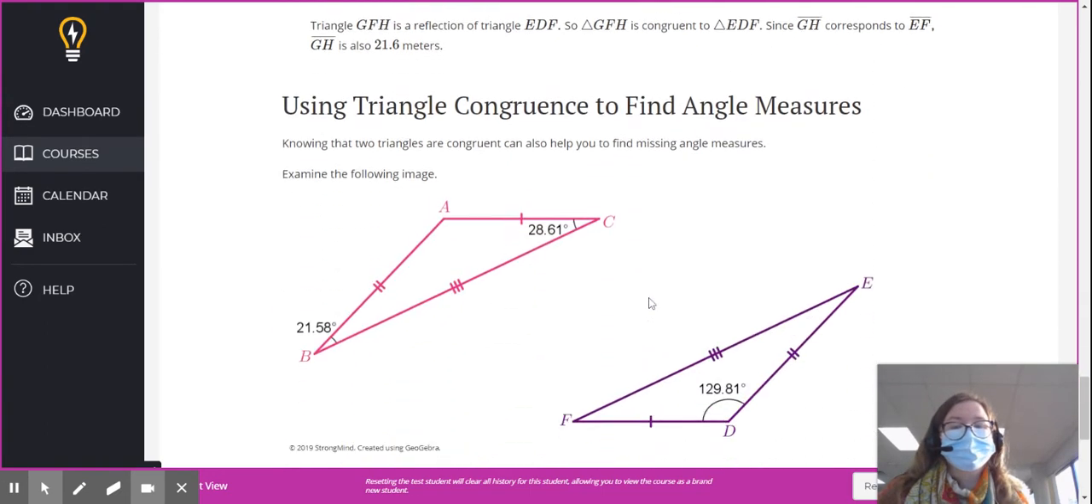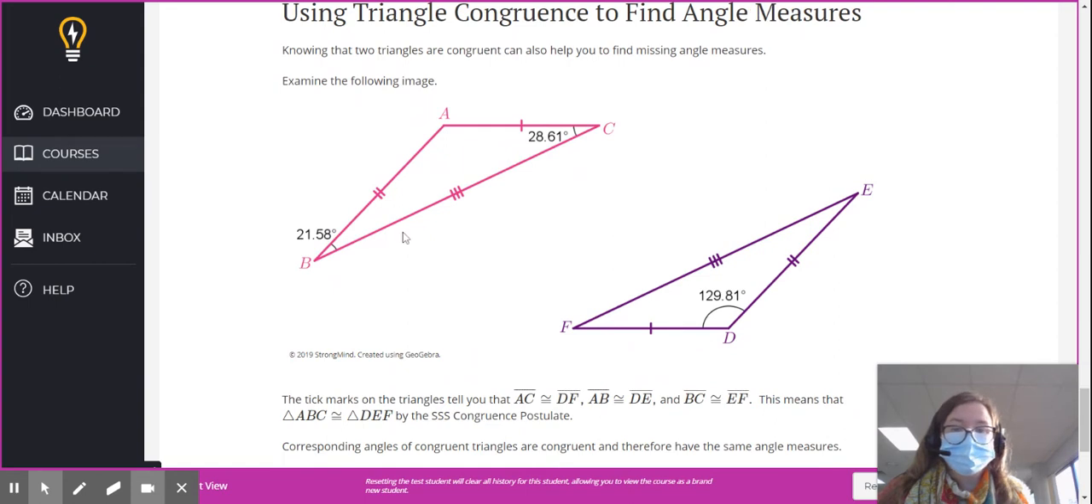The other thing that you can figure out with this is angle congruence if you know all the sides are the same. So notice we know that all the sides are the same between these two triangles because of these tick marks. So 1, 1, 2, 2, 3, 3. And this triangle has two of the angles, and this one has the other one. So notice how they go. So across from the tick mark 1, this angle is 21.58. Across from the 2 tick mark, this is 28.61. And then you can see on this one across from the 3 tick mark is 29.81.